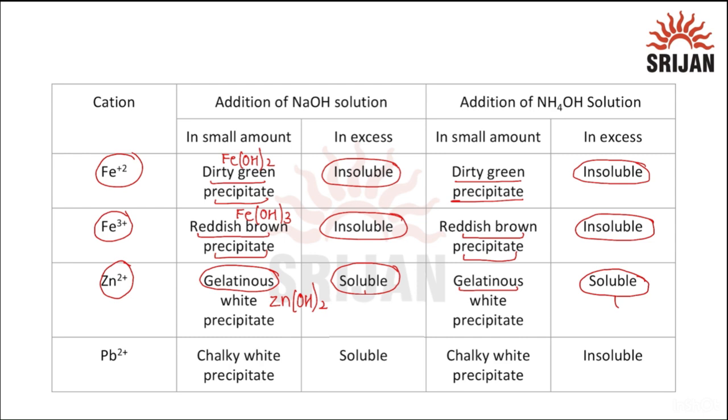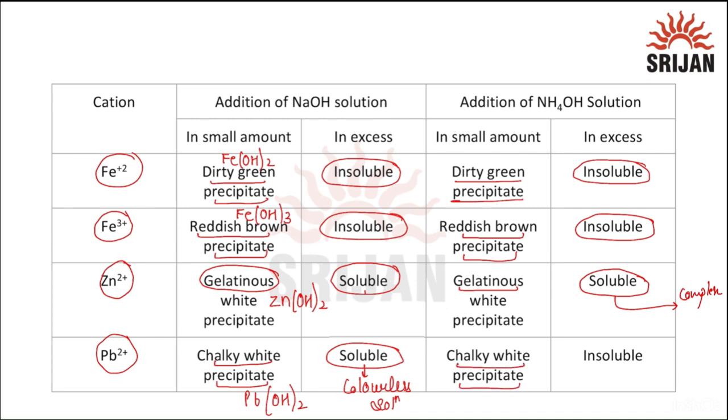The last cation for today is lead, that is Pb2+, and we observe chalky white precipitate due to the formation of Pb(OH)2 when we add NaOH solution in small amount. And when we increase the amount of solution of NaOH, this becomes soluble and we get a colorless solution. Coming to the addition of NH4OH, we again observe chalky white precipitate and it remains insoluble even if we add excess of NH4OH. I hope this topic is clear to you.